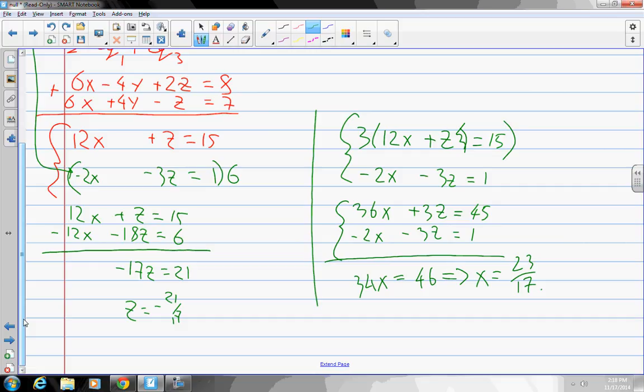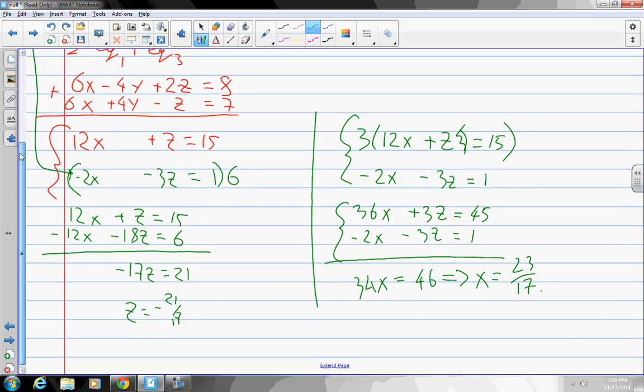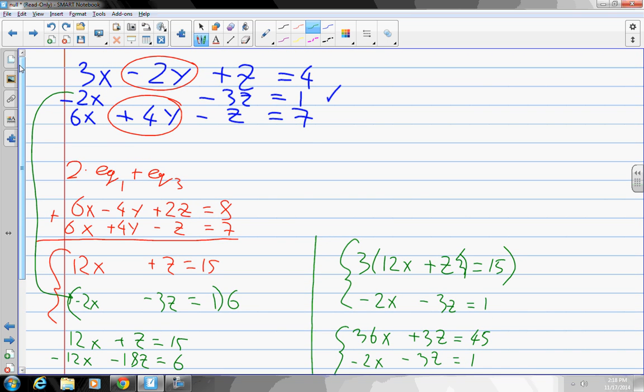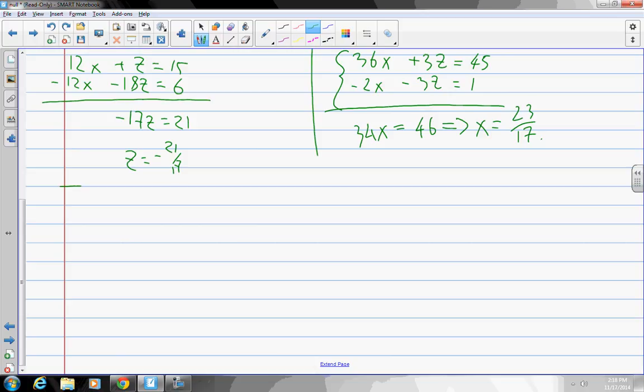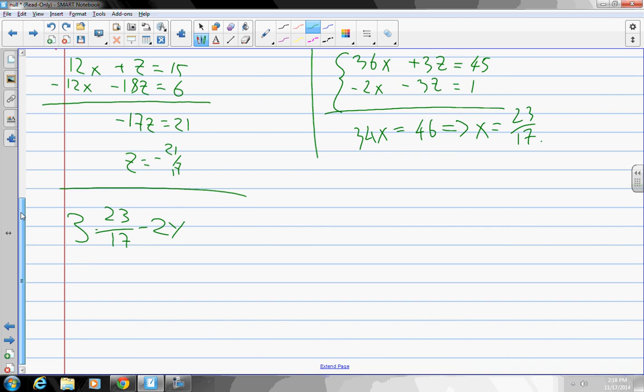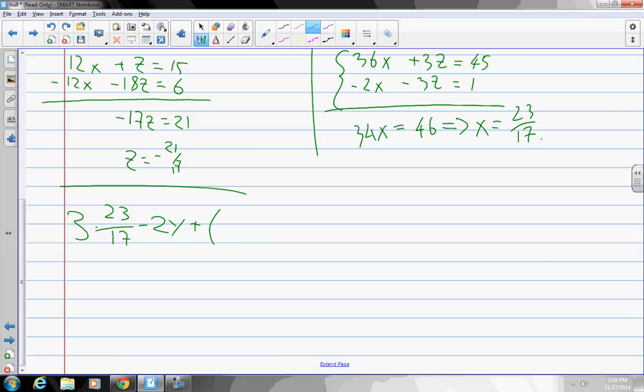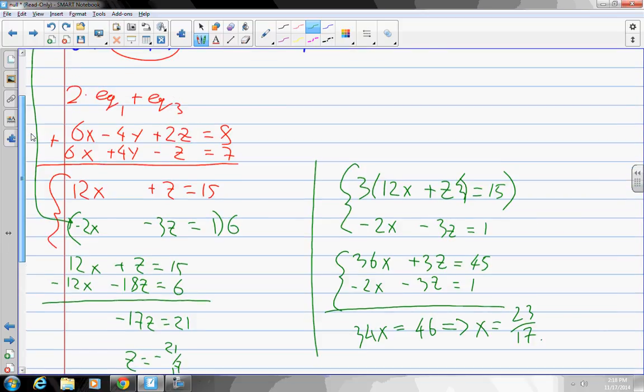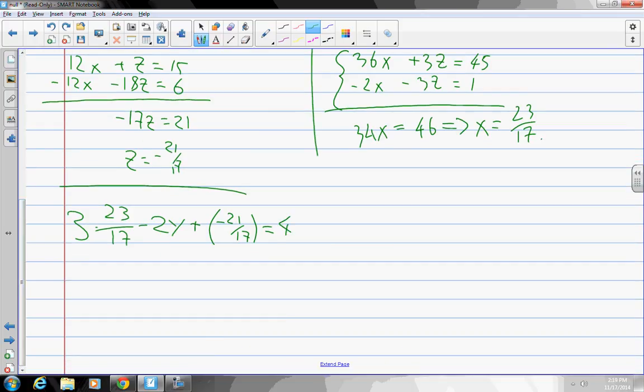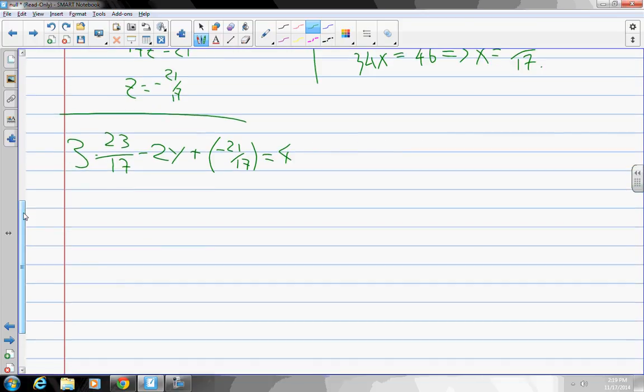And then solving for y, that's the painful part, right? You're going to take these two numbers and plug them into one of the equations that contain y. So let's say the first one. If I do the first equation, it is 3 times 23/17, minus 2y, and then plus z, so it's negative 21/17, equals 4, right? So if you multiply that, that's 69/17, subtract 21, so that's 48/17 minus 2y equals 4. 48, yes, thank you, just making sure.